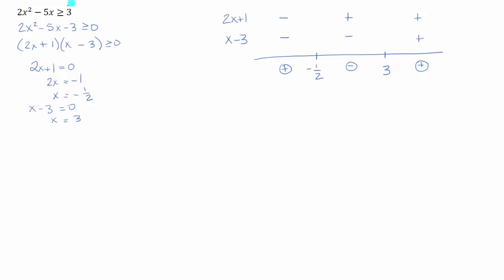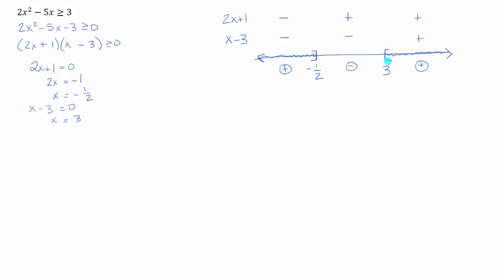All right, which intervals do we want? This says greater than or equal to 0, so it means I want the positive intervals again. And those happen to be these intervals. And I'm going to include the endpoints with a square bracket this time because of the equal to. In other words, if I use 3, 3 minus 3 is 0. 2 times 3 is 6 plus 1 is 7. 0 times 7 is 0. And 0 is greater than or equal to 0.